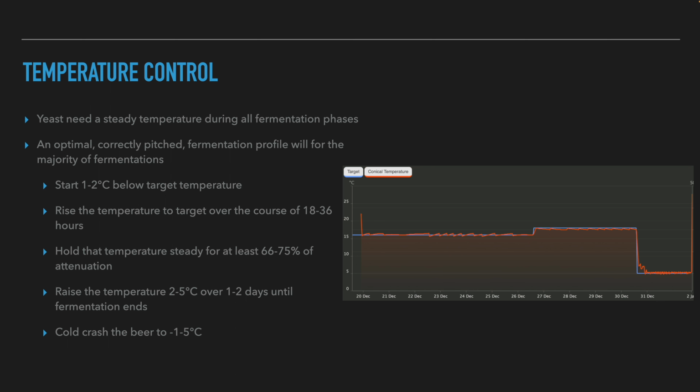At this point, we will raise the temperature by 2 to 5 degrees for 24 to 48 hours. If we do this, the yeast will work faster in the phase of cleaning the beer from off flavors and will clean as much of them as possible before settling. In the final stage, we lower the temperature to -1 to 5 degrees centigrade. This temperature will stop the biological activity and the yeast will settle. This will also help the beer clarify before packaging.